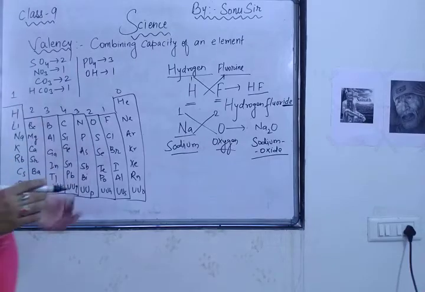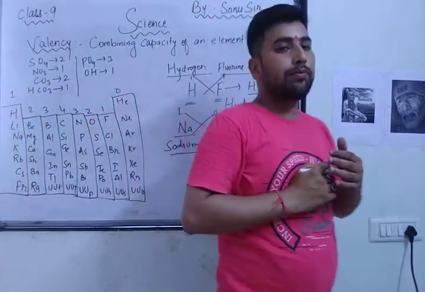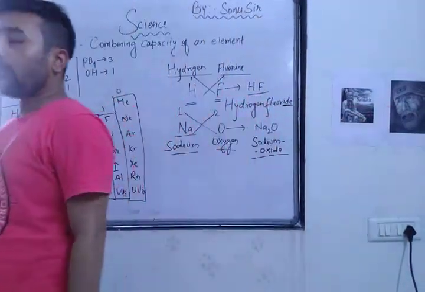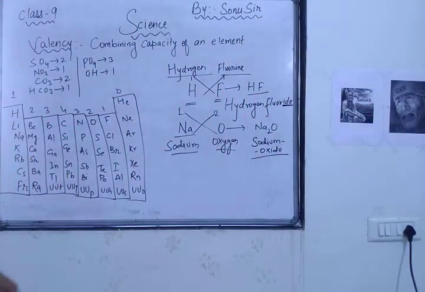Now you have to form a compound. So how will you form a compound? For any elements, you have to take the elements, write the valency of the elements, and then make a compound.